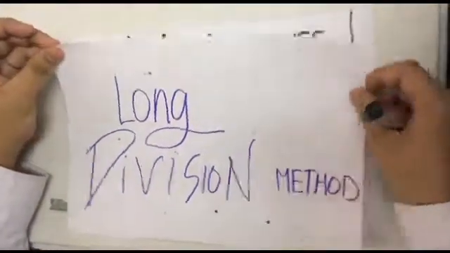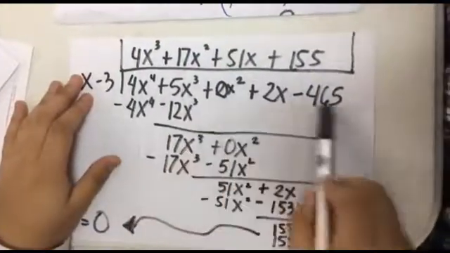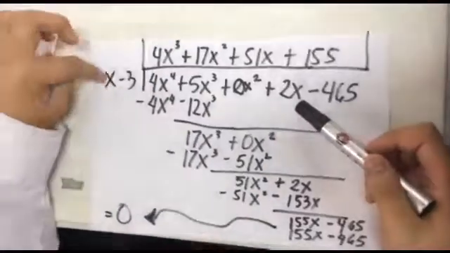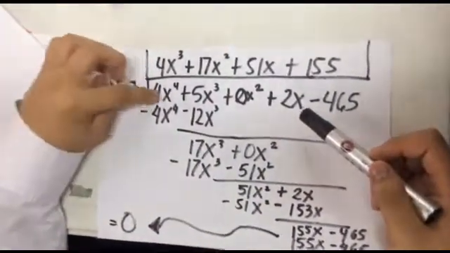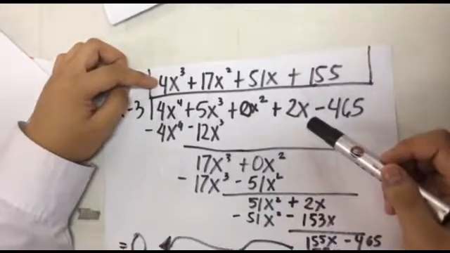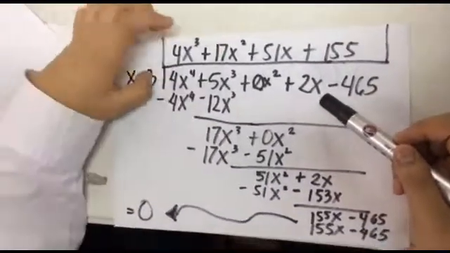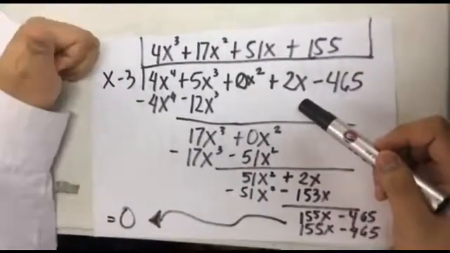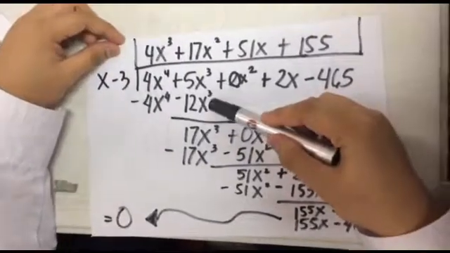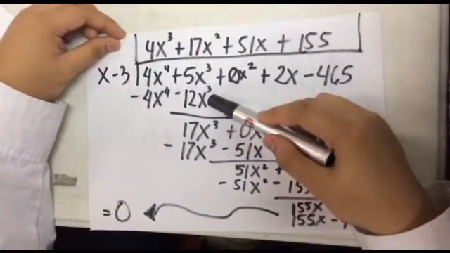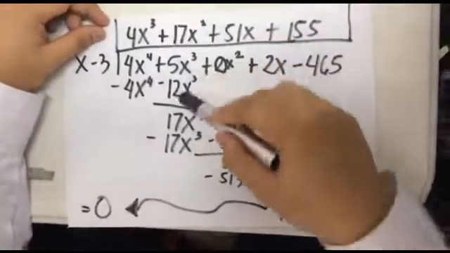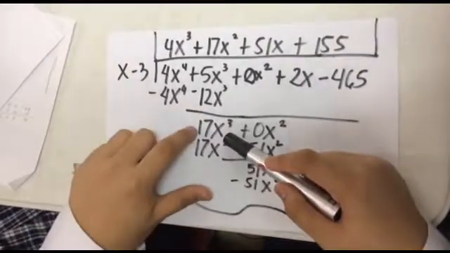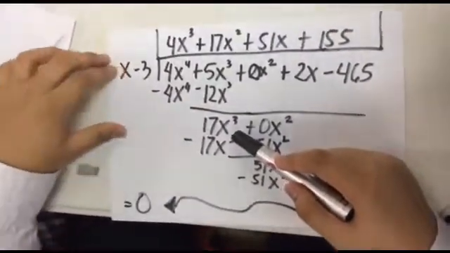For long division, you need to use the divisor to solve the given dividend. Divide 4x to the power of 4 by x. The answer is 4x cubed. Now multiply 4x cubed by x. The answer is 4x to the power of 4. Multiply 4 by 3 and cancel out the two 4x to the power of 4 terms. Now you have 5x cubed and 12x cubed. 5 plus 12 is equal to 17x cubed. Divide 17x cubed by x.